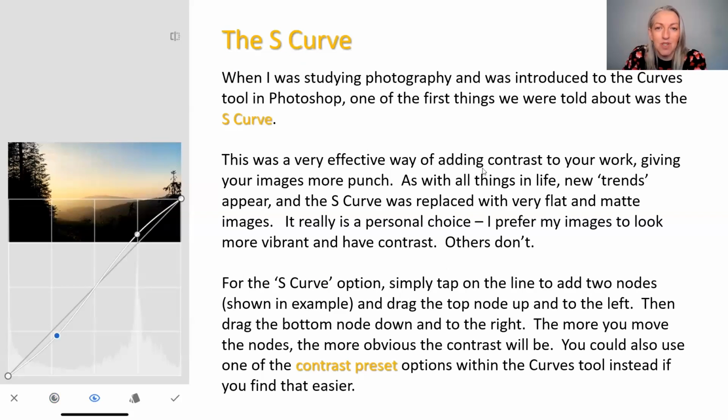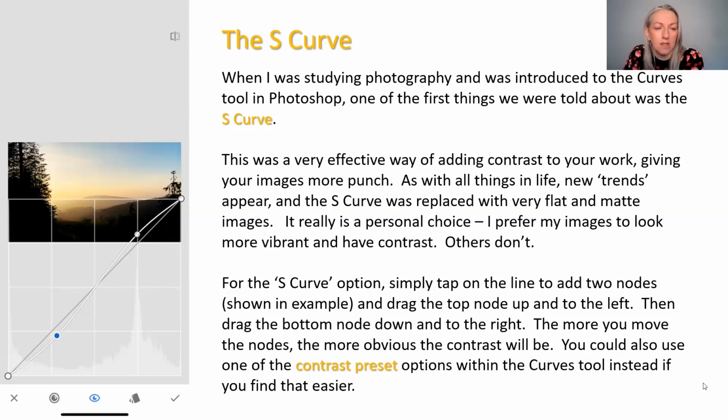That's what I mentioned earlier when I was starting out. Someone told me about what's commonly known as the S curve, and the S curve is where you move this part northwest and this part southeast to create a subtle S shape. And this is a way of adding contrast to your images.